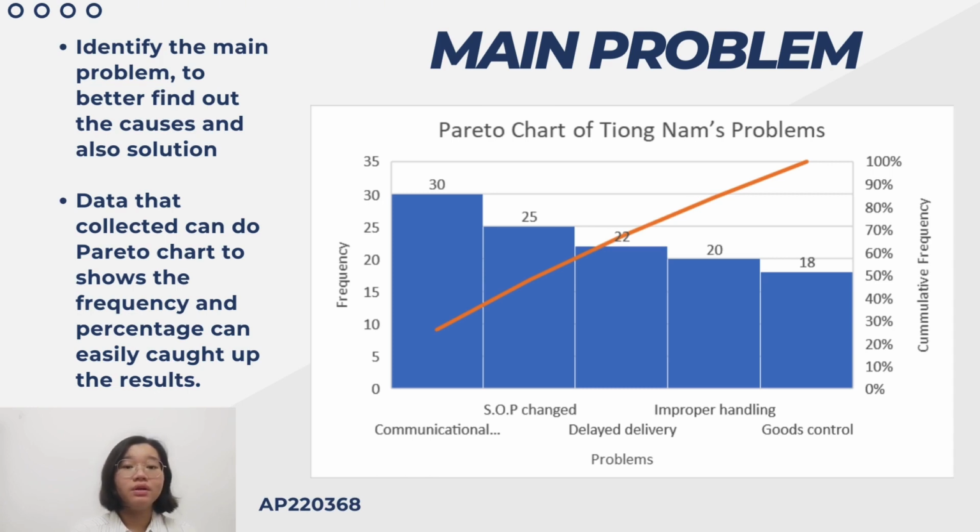Delay delivery is third, at 19.1% or 22 frequency from all of the feedback. Next, the fourth problem that occurs in the production line is improper handling, at 17.4% or 20 frequency. The last problem, as ranked by employees, is goods control, which stands for 15.7% or 18 frequency.